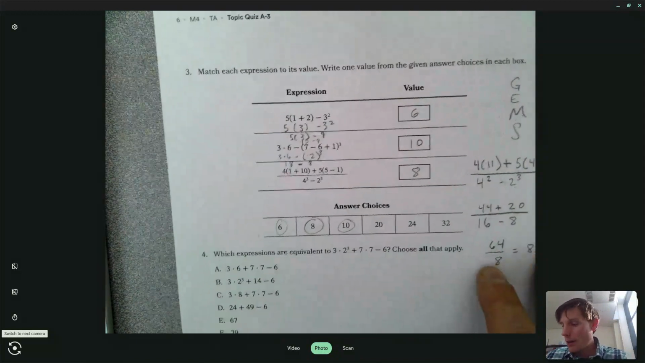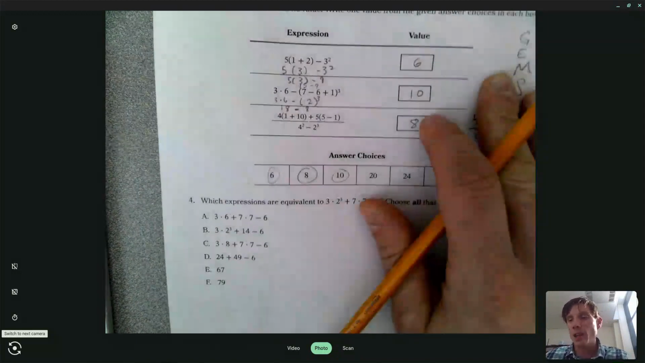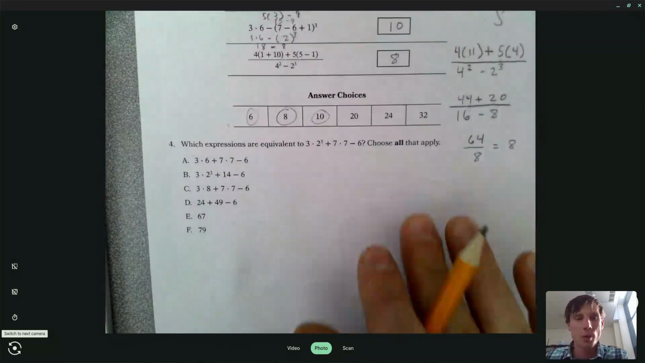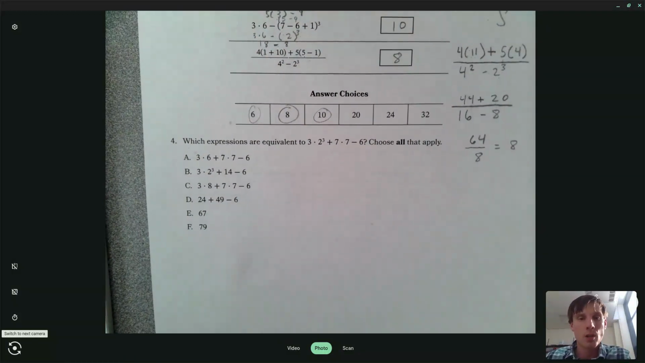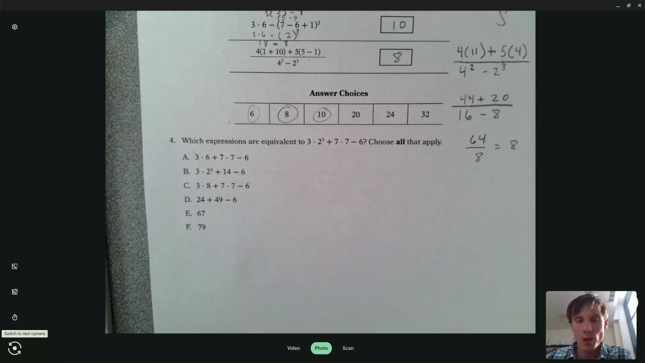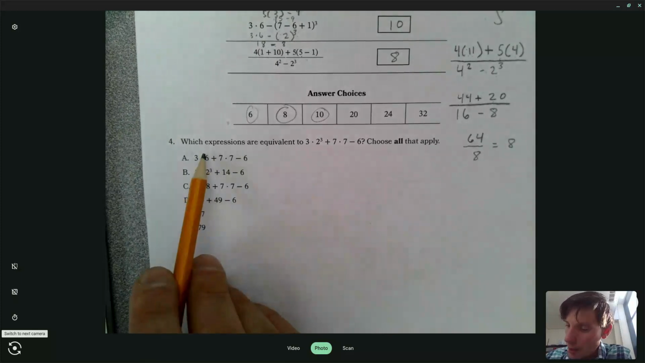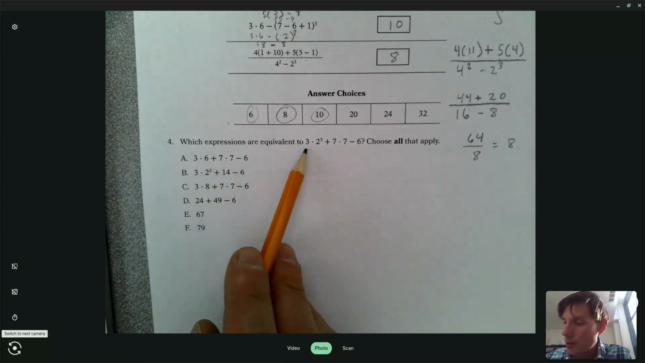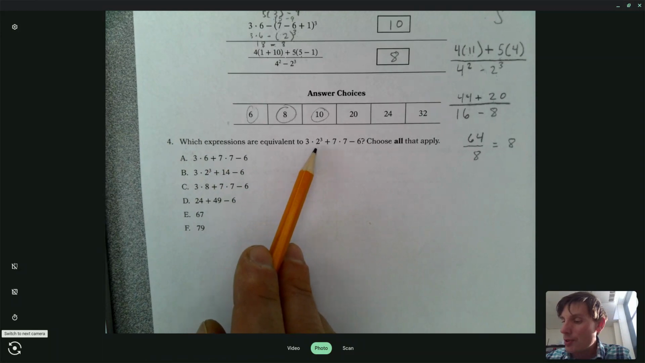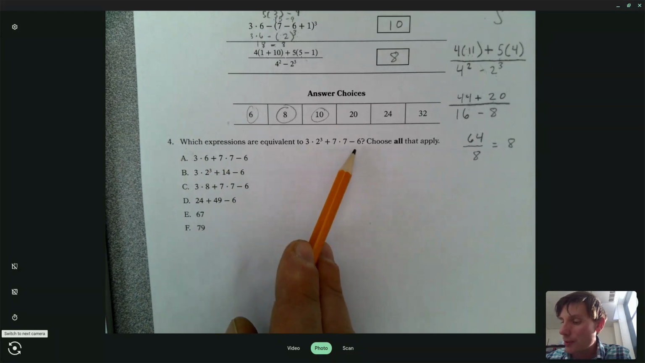Okay. All right, last problem. Again, if you need to watch it again, go through slower, pause it. Just make sure we get all these answers correct and we know how to do them. All right, which expressions are equivalent to this? 3 times 2 to the third plus 7 times 7 minus 6.